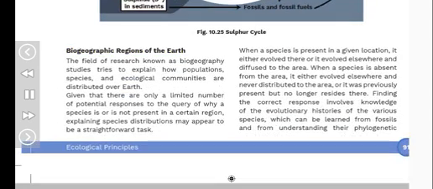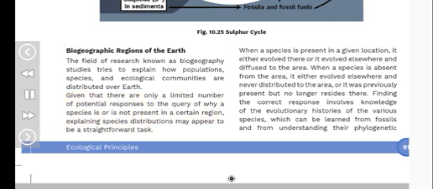Figure 10.25. Biogeographic regions of the Earth. Research known as biogeography studies tries to explain how populations, species, and ecological communities are distributed over Earth. There are only a limited number of potential responses to the query of why a species is or is not present in a certain region. Explaining species distributions may appear to be a straightforward task.